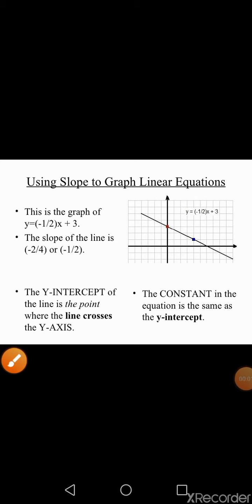In this video, we're going to learn how we can get the slope or y-intercept from the equation or from the graph. Okay, let's start with the slope. How can I know the slope from the equation or the graph? So let's start with the equation here.